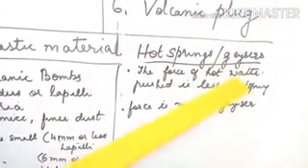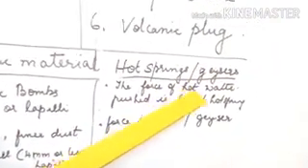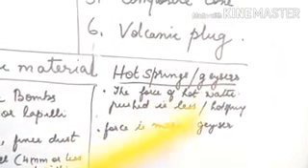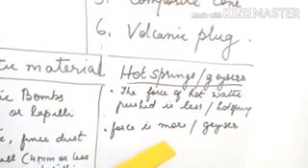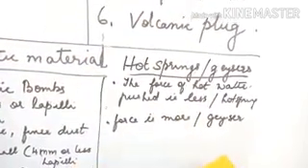This is the difference between hot spring and geyser. When the heated water comes out very slowly, it is known as a hot spring. When it gushes out very fast and to a great height, 40 meters and more, and is ejecting out, it is known as a geyser.